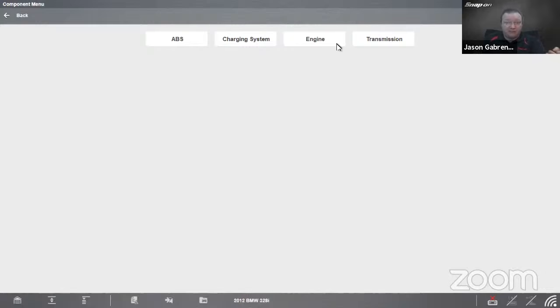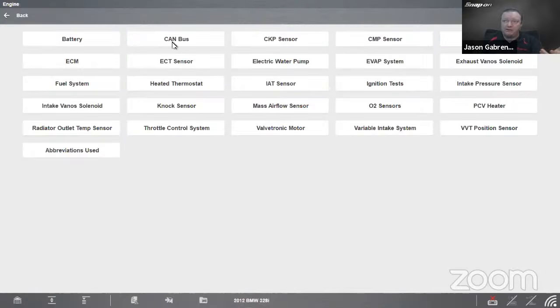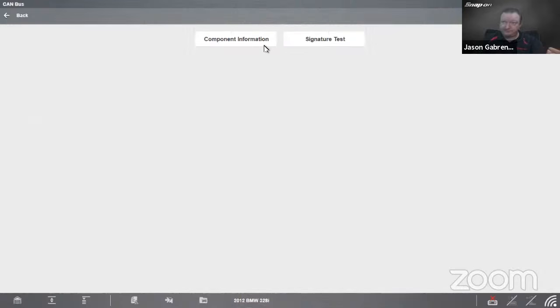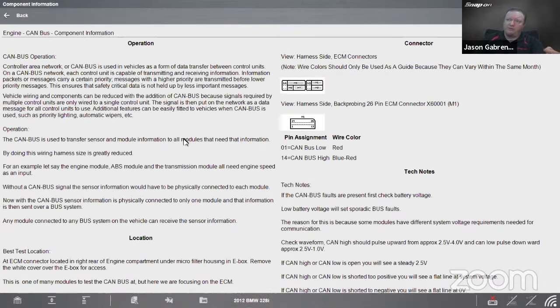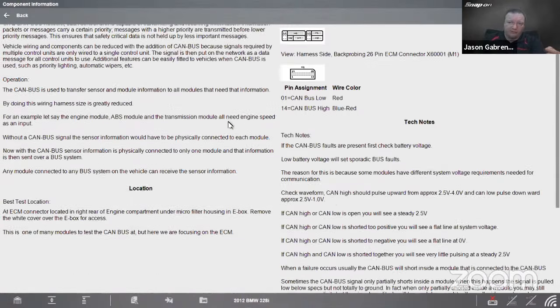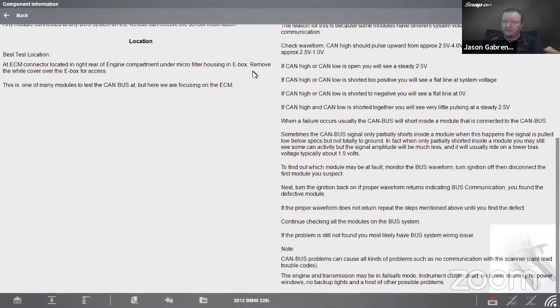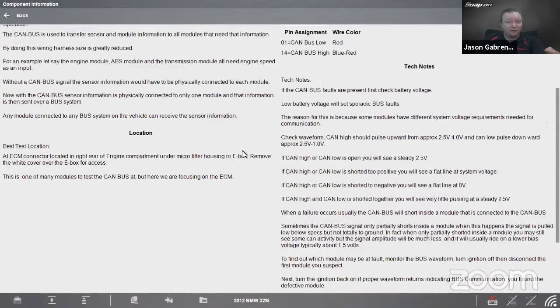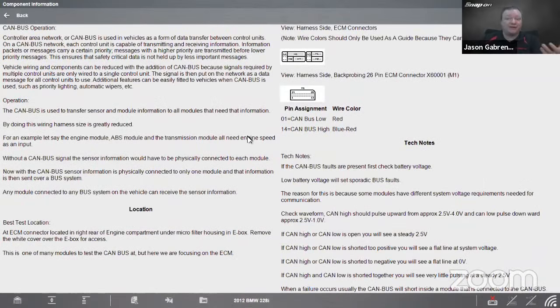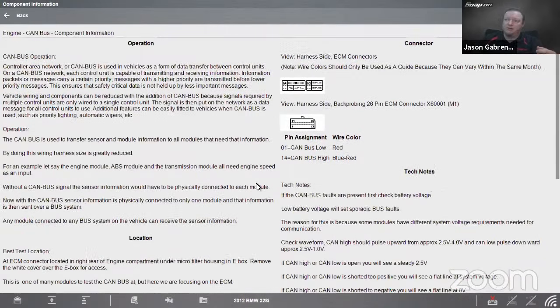In this case, CAN bus would be considered under the engine system because that's my main network. And then we have CAN bus here, so we can go into component information and take a look. There's a wealth of information in there. I'm not going to read through all of this, but you're more than welcome to, because you can identify any car and you don't have to hook up to it in order to read this information, which is also a nice thing.